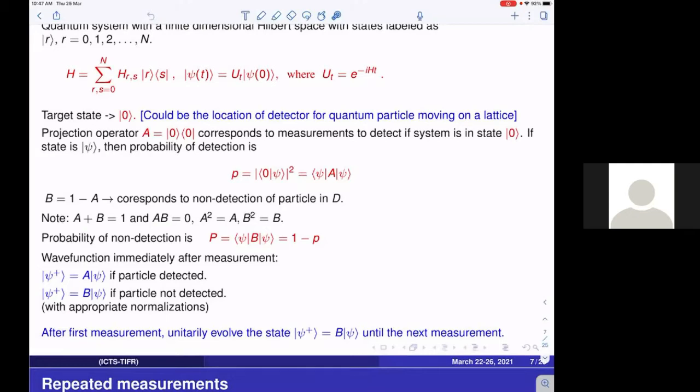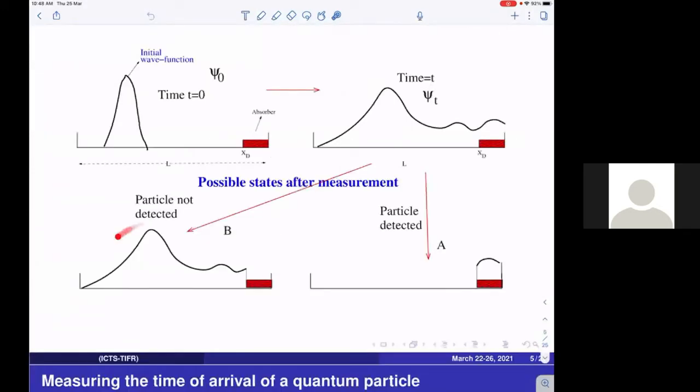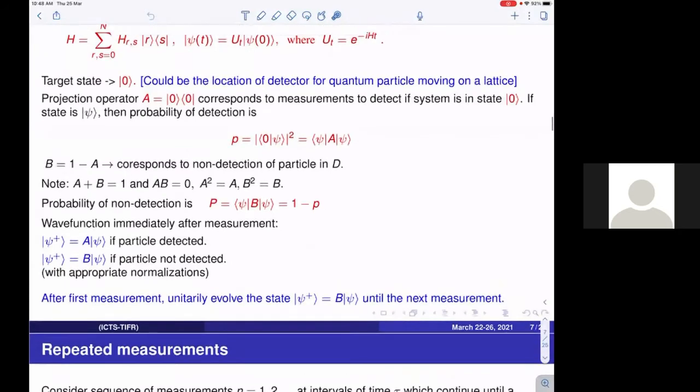Now what we want to do is a series of measurements, and every time we either detect or non-detect. If we don't detect, we want to evolve it further. Let's say the wave function immediately after measurement, we call it psi plus. And this, as we said, is given by A into psi if the particle is detected, and B into psi if the particle is not detected. So after the measurement, it's projected into either of the two subspaces. There are two possible outcomes immediately after the measurements, and this is denoted by psi plus.